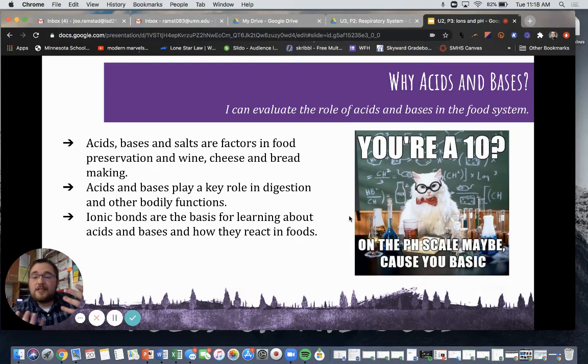So we basically are teaching you about this not only because it's a state standard and Minnesota says I'm supposed to, but also because it's just generally important to know about how your body works and also about the foods that we put into our body and how those interact with one another.